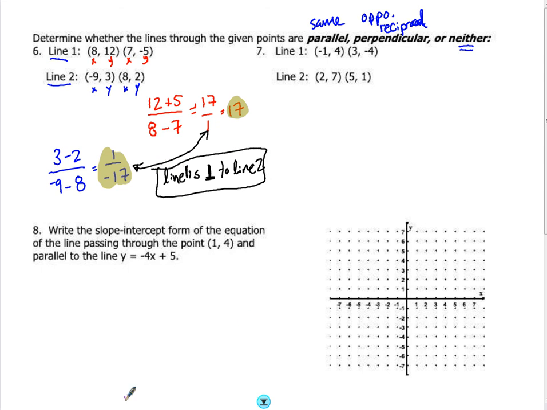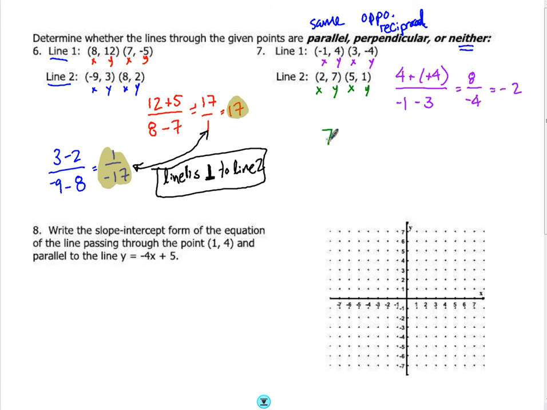So I'm going to look at the x's and the y's, and take the difference of the y's: 4 minus a negative 4, which is really plus, all over negative 1 minus 3. So I get 8 over negative 4, which reduces down to negative 2. Then I'm going to look at my second line with a different color, and I end up with the difference of the y's, 7 minus 1, all over 2 minus 5.